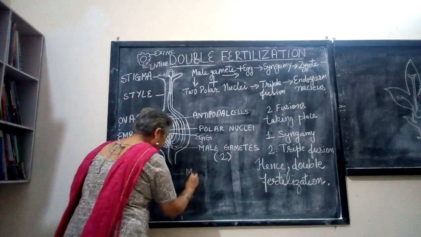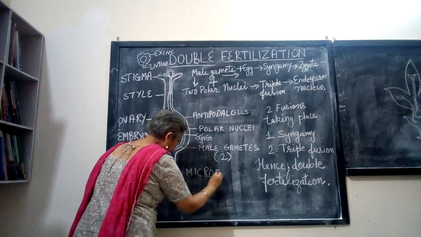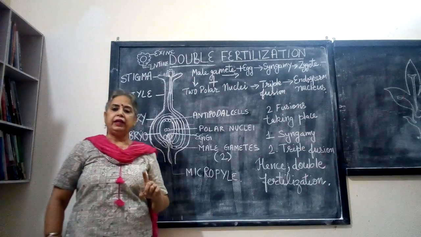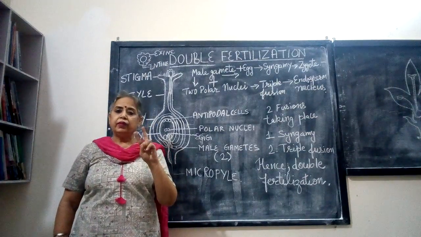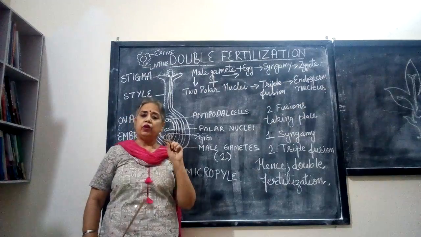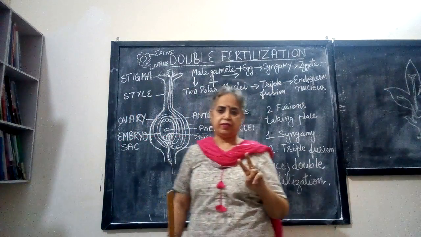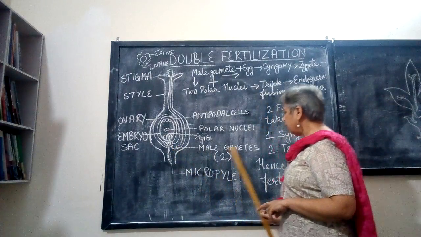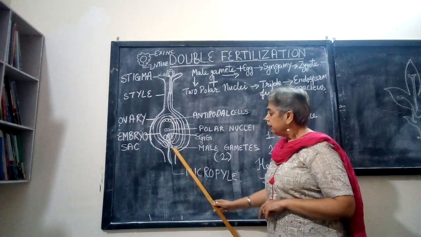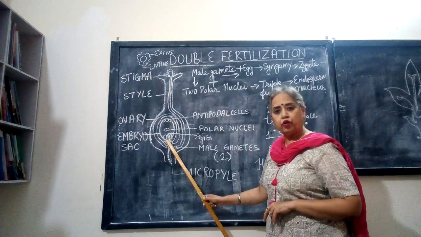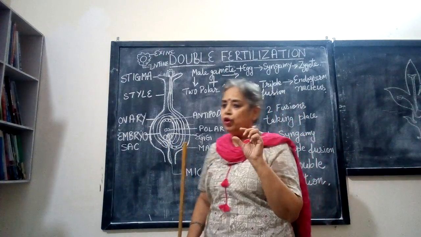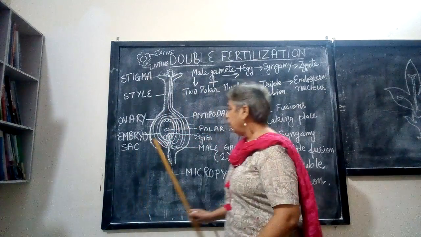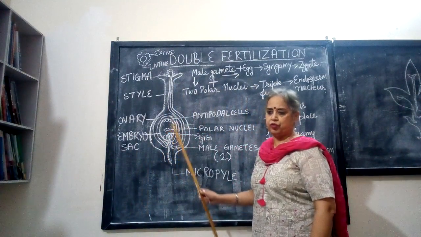What is this opening called? Micropyle. Okay. Now the pollen divides and forms 2 male gametes. Right. Now those 2 male gametes enter through this micropyle, and the pollen tube tip ruptures and the 2 male gametes are released into the embryo sac.